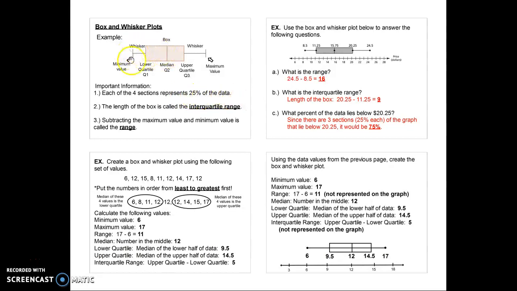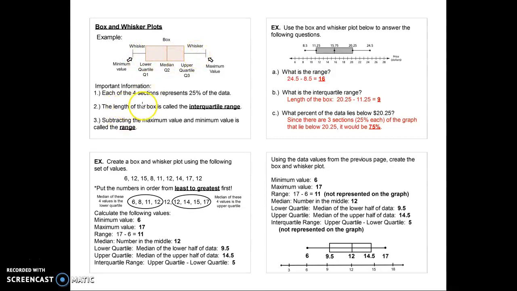So if you're looking at breaking this into 4 sections, from what we call this whisker, or the minimum value, until where your box starts, that's 25% of your data fits into that region. So from the lower quartile to the median is another 25% of your data. From the median to your upper quartile, 25% of your data fits inside of there. And then again, 25% of your data fits into this upper whisker by your maximum value. So each section is 25%.